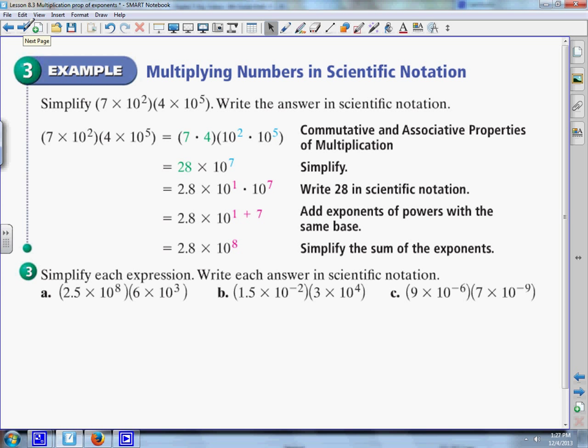So, multiplying numbers in scientific notation. So when you're multiplying the numbers in scientific notation, you're using the same exact skills that you just learned. You're going to multiply your numbers, and then pretend these are x's. Pretend that's like an x or a y. And you'd have x to the 2nd and x to the 5th. You'd write x to the 7th, but instead of x, you're going to write 10. But then you always have to do that last step where it's changing it back to scientific notation. So try A, B, and C.